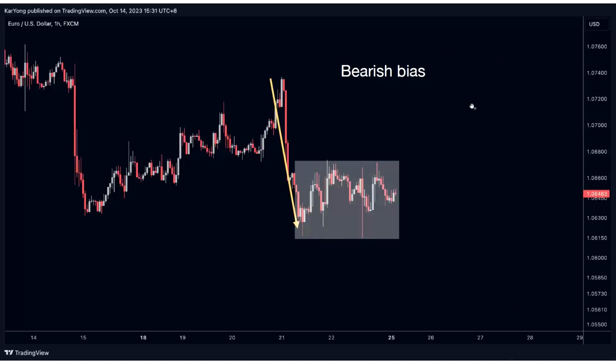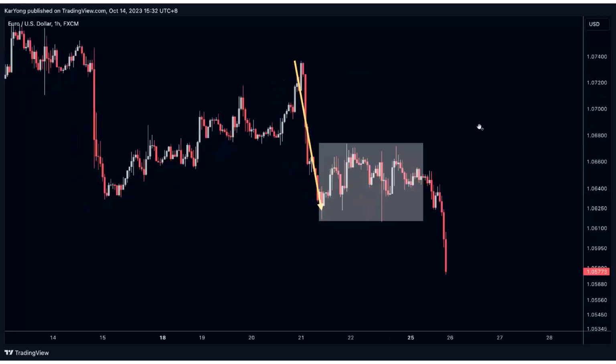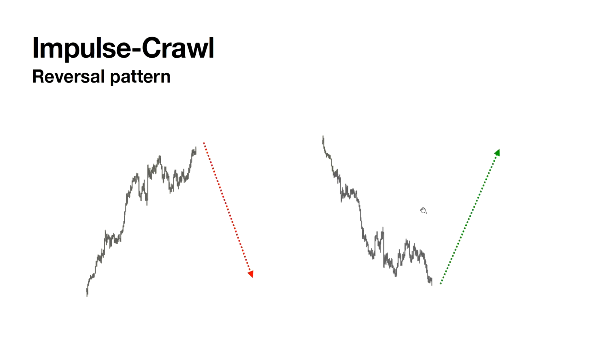Again, keep things simple. We're in a bearish bias, the direction that we want to focus on. We're only interested in looking for sell trades. We're not interested in the buy. And this is what happens after that. So that's how I determine the direction.